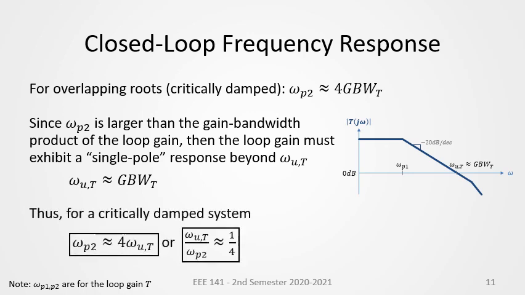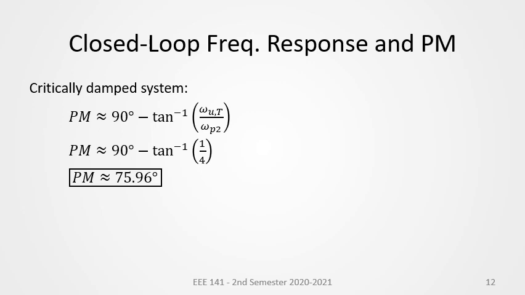Thus, for a critically damped system, the second pole is approximately equal to 4 times the unity gain frequency of the loop gain as well. And we can also write this as omega u over omega p2 is approximately equal to 1/4 and use this to determine the phase margin of a critically damped two-pole system. Evaluating the expression reveals that for a critically damped system, the phase margin is approximately 75.96 degrees.